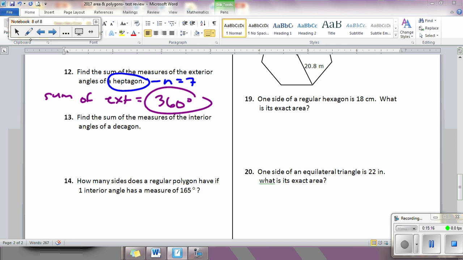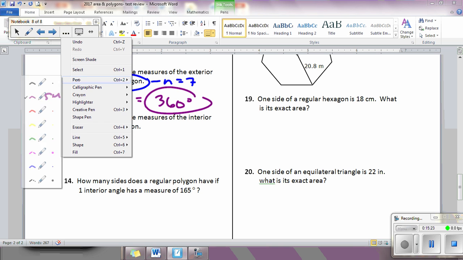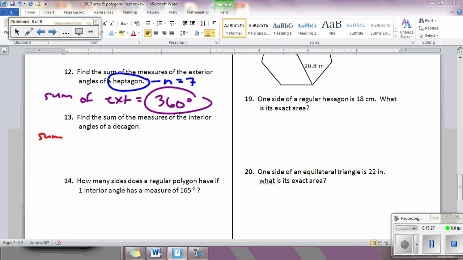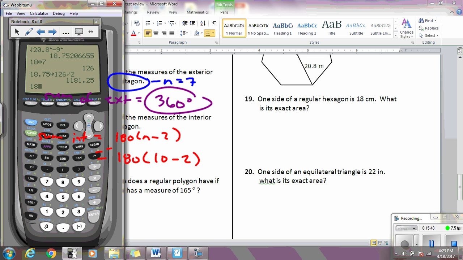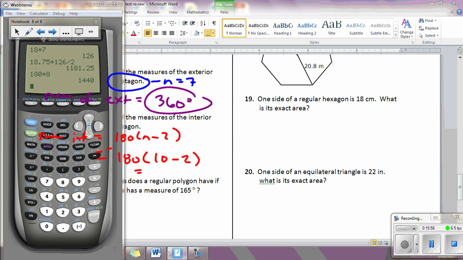Number 13. Find the sum of the measures of the interior angles of a decagon. So the formula for the sum of interior angles, again, is 180 times n minus 2. And it is a decagon, so that means it's 10 sides. So replace n with 10. So it's 180 times 8, which is 1440. So 1,440 degrees would be the sum of all the interior angle measures of a decagon.